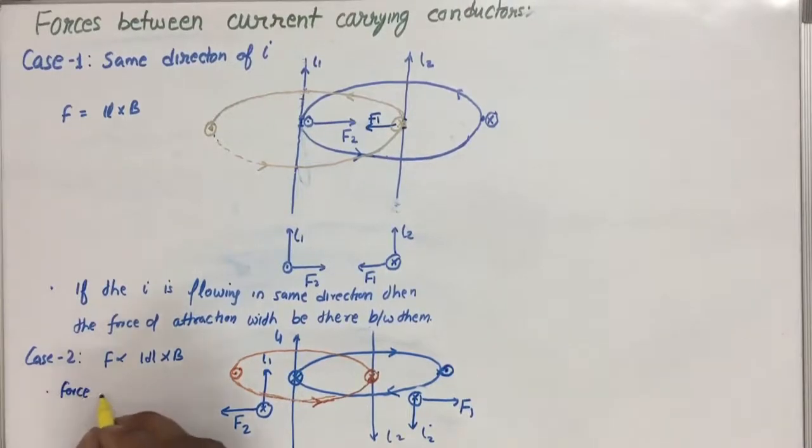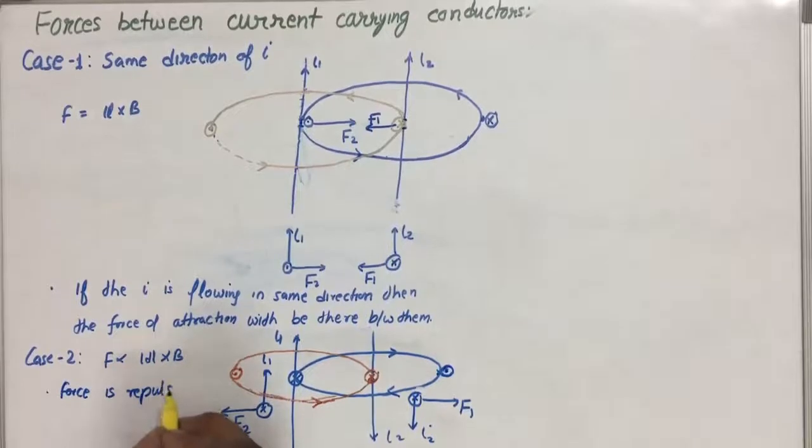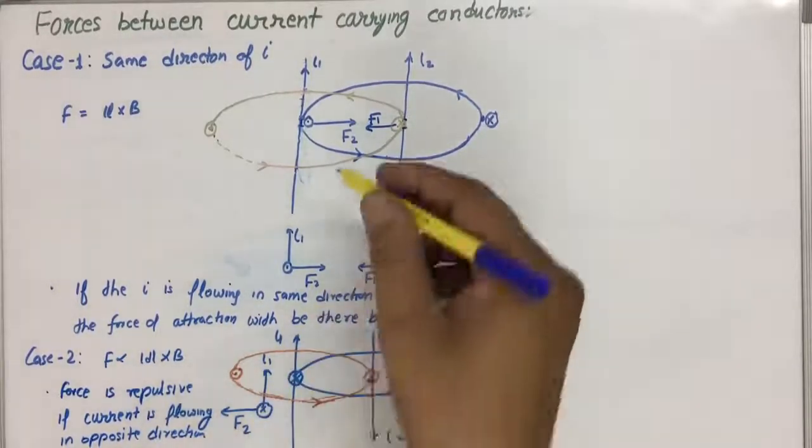So we can write here: force is repulsive if current is flowing in opposite direction. Okay, as we have seen here.